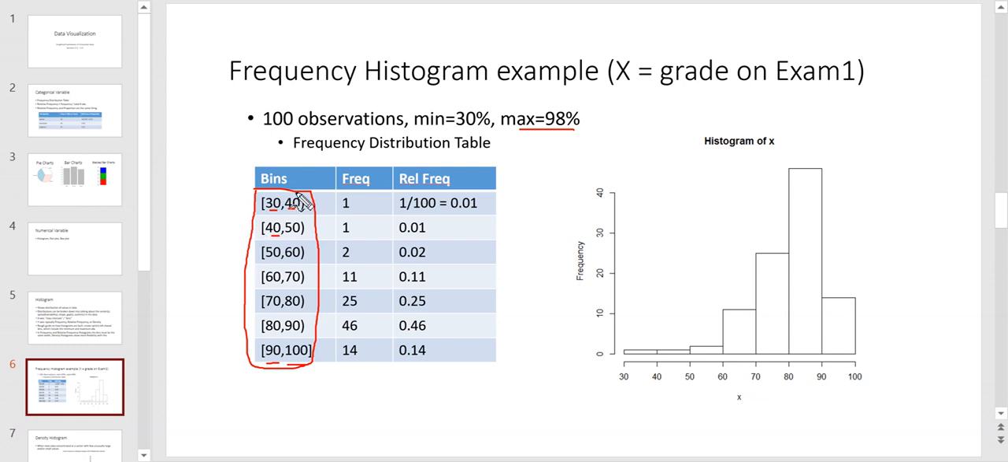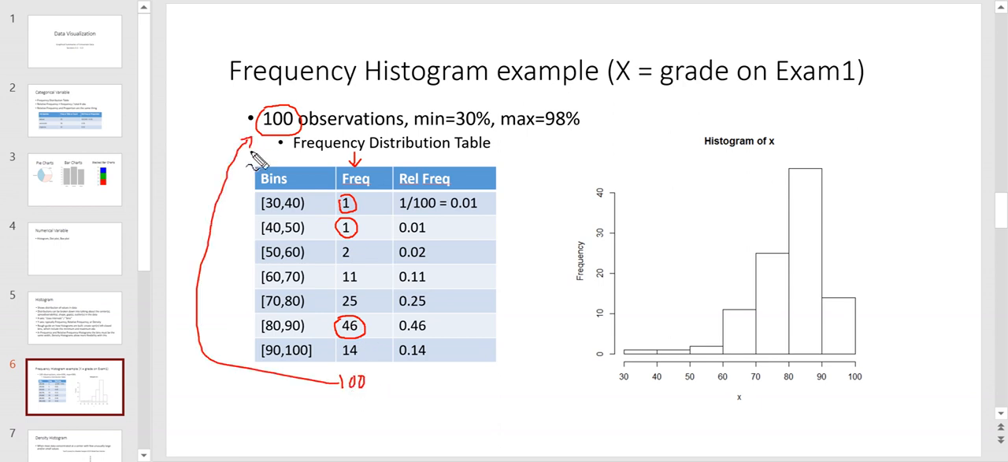After I created these bins, I went through my data set and, with the help of software, I counted how many of the 100 exams were between 30 and 40, and there was only one. This is this column, frequency. 40 to 50, there was only one. So on and so forth. For example, 80 to 90 had the highest frequency of all these bins. There were 46. If you sum up this column, you should get 100, or else you missed something.